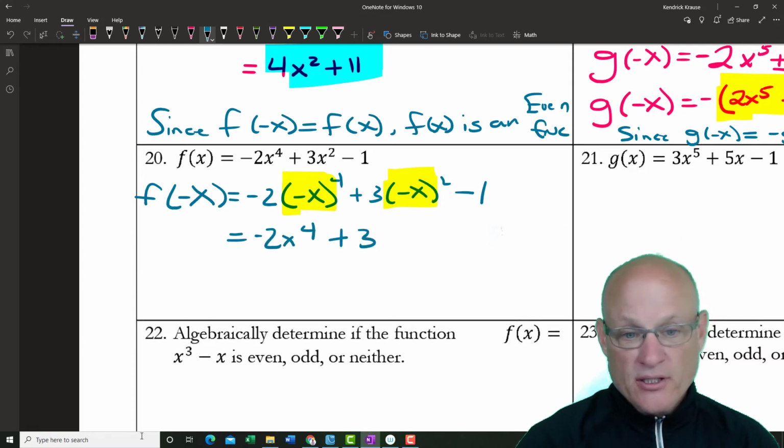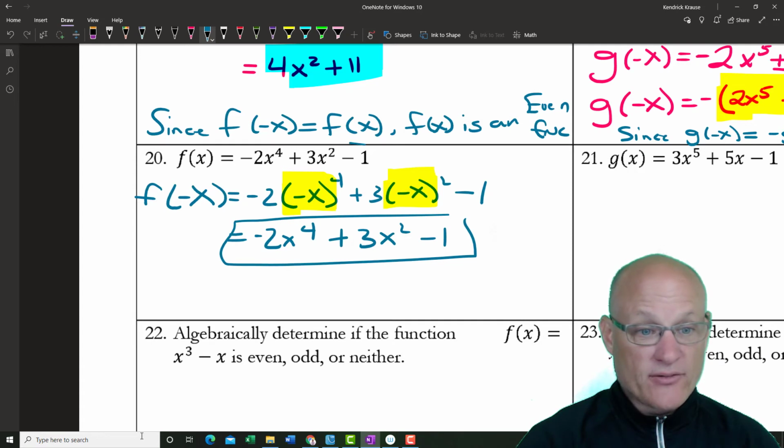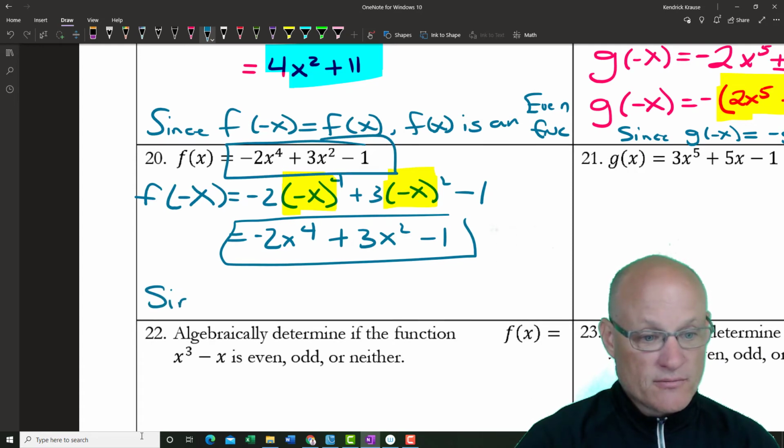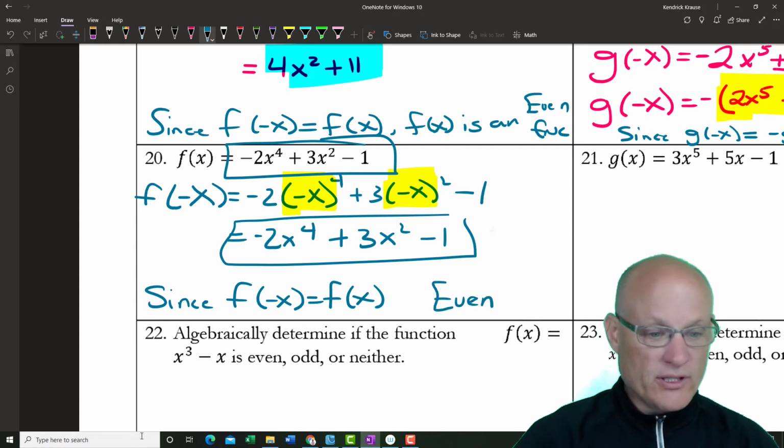Plus 3, this is just x squared. Minus 1. And since this is exactly the same as this, it's even. So since f of negative x equals the original f of x, I'm just going to write even. Or mostly even.